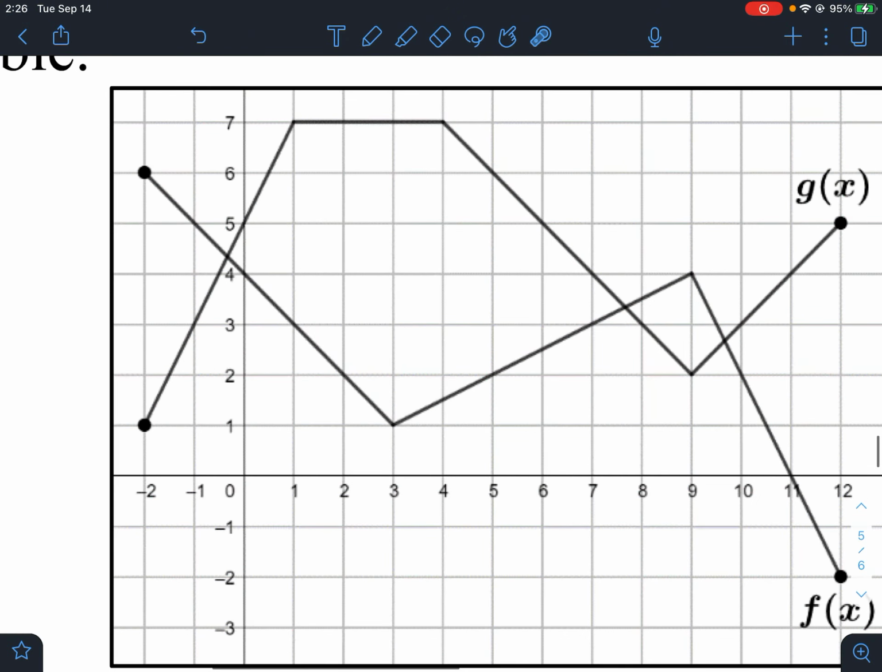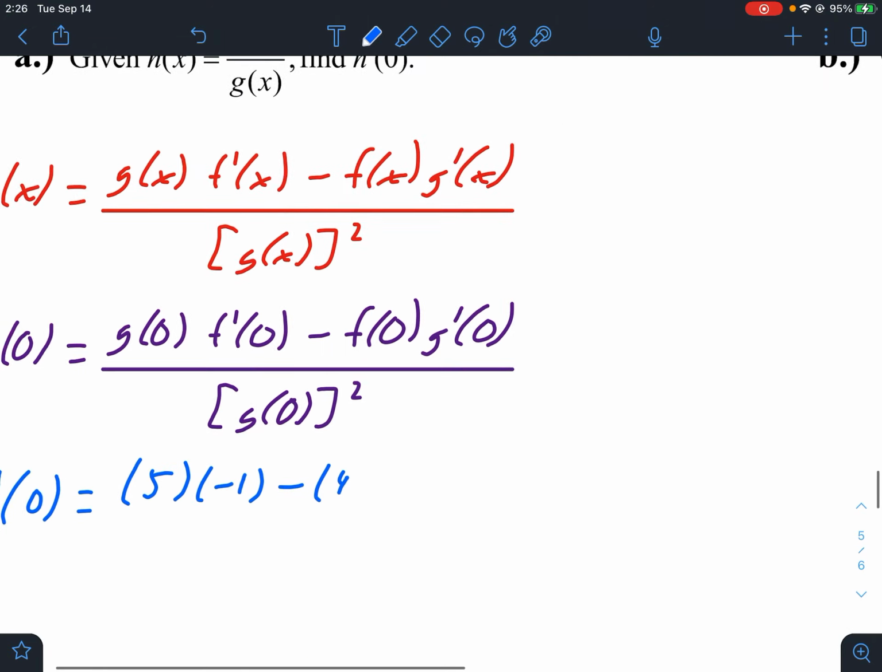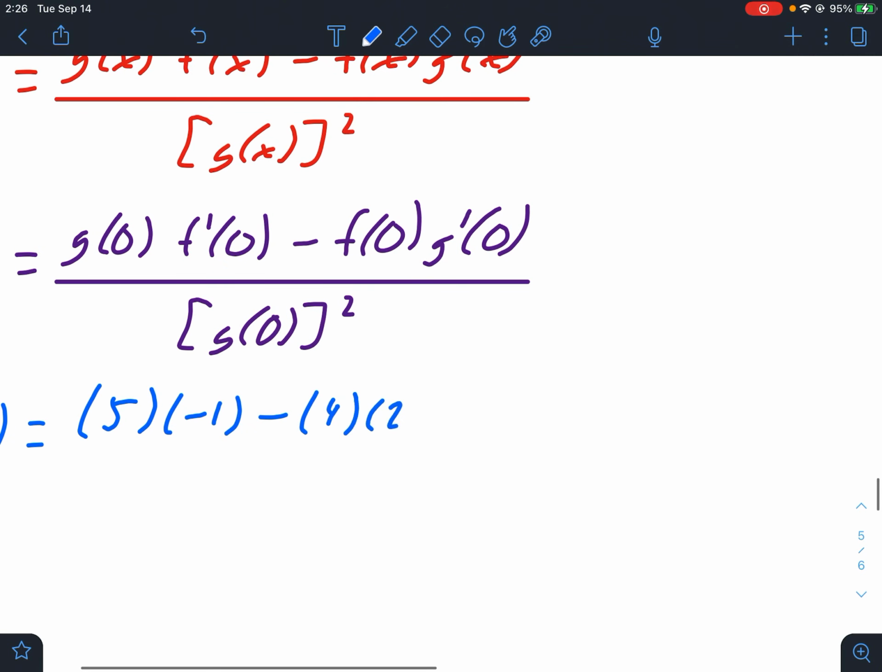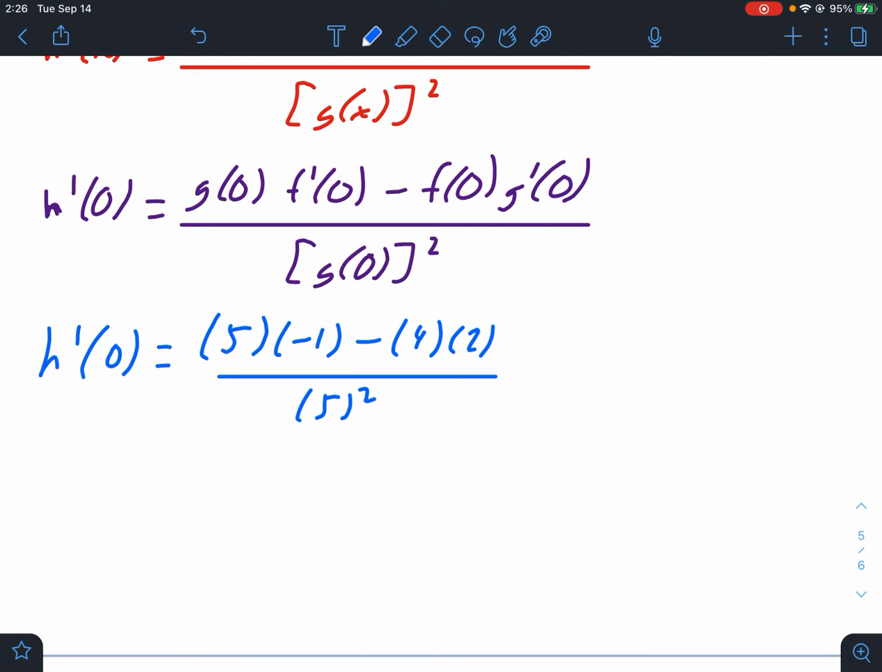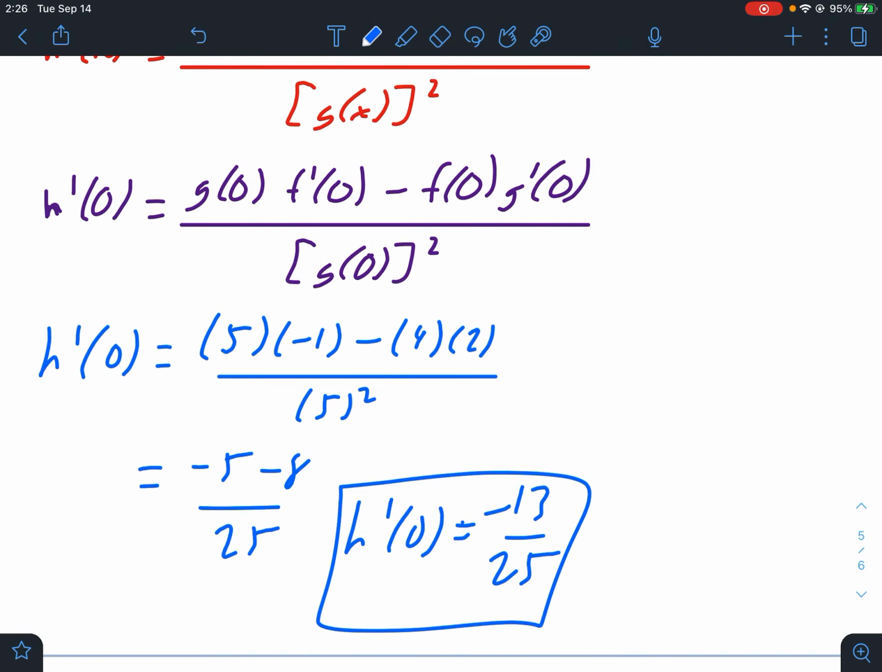Minus the slope of g at 0, so the slope of this line. So we're going up 2, right 1, up 2, right 1, up 2, right 1, so the slope would be 2, over g of 0 squared. G of 0 was again 5 squared. So that would be -5 minus 8 over 25. H prime of 0 would be -13 over 25.